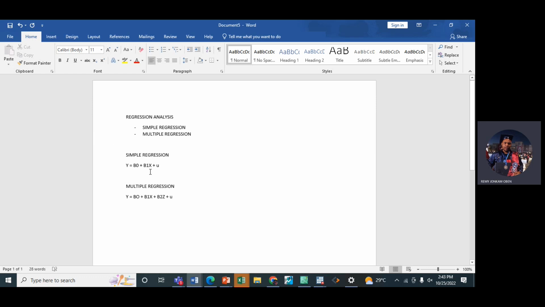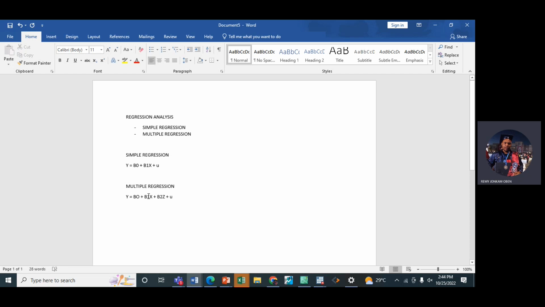So what do you notice? By the way, whether simple regression or multiple regression, we always have one dependent variable, y. Now, with simple regression, we have just one independent variable, x. These beta 0, beta 1 are not variables. They are parameters. Beta 0 is a constant term or the intercept. Either you call it constant or intercept. U is the error term. Beta 1 is the coefficient of this x variable. So we have just one independent variable for simple regression.